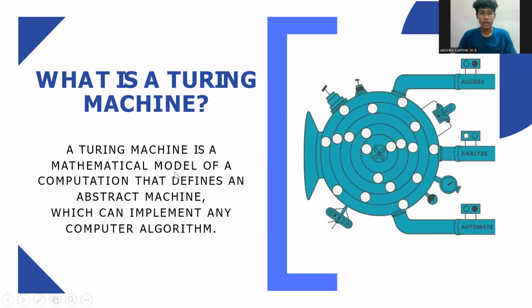What is a Turing machine? A Turing machine is a mathematical model of computation that defines an abstract machine which can implement any computer algorithm. We've seen finite automata, push-down automata, and linear-bound automata. Now, the Turing machine is the most powerful of them all. It is the most powerful automaton. It was designed by Alan Turing in 1936.